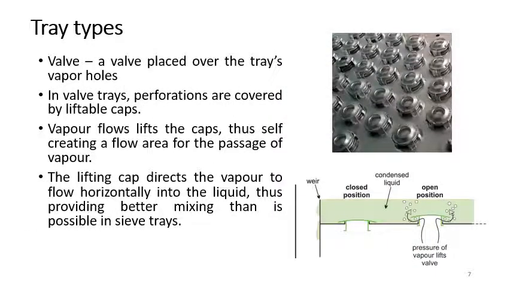Then you have the valve type of tray. In the valve trays, the perforations, the holes in the trays, are covered by liftable caps. These caps will be lifted when vapor flows through, creating a flow area for the passage of the vapor. The lifting of the cap directs the vapors to flow horizontally through the liquid. This provides some sort of better mixing than is possible in a sieve type of tray.